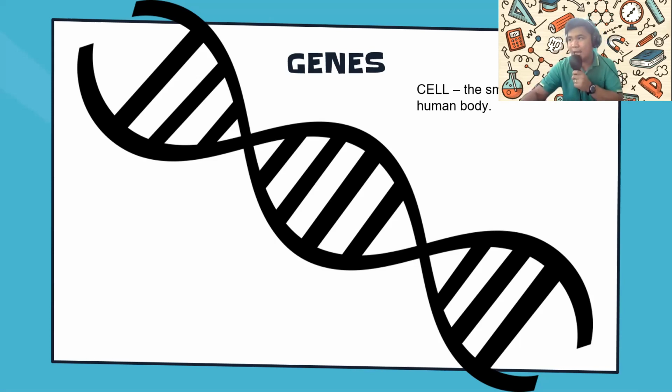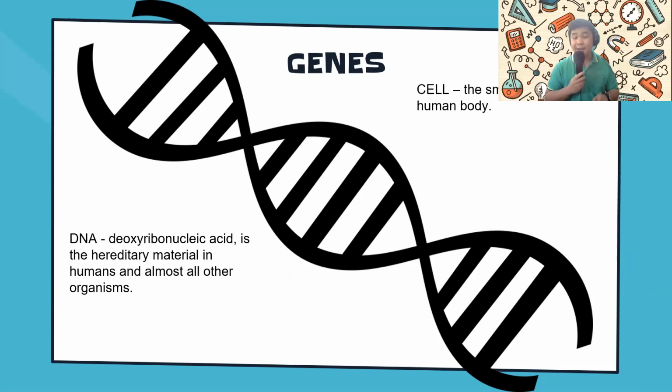And inside the cell, we have the DNA. This shape right there on your screen is the shape of a double helix. That's the shape of DNA, or deoxyribonucleic acid. Again, it's deoxyribonucleic acid. It's the hereditary material in humans, and not just humans, but almost all other organisms.